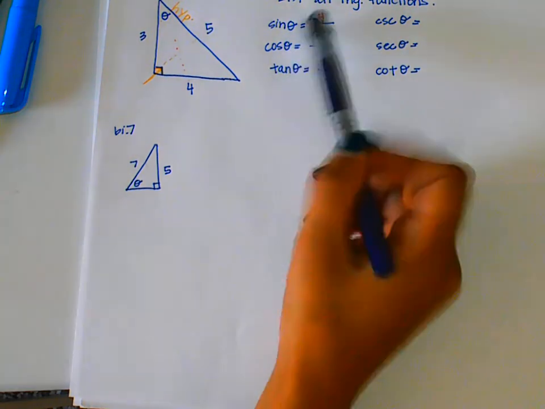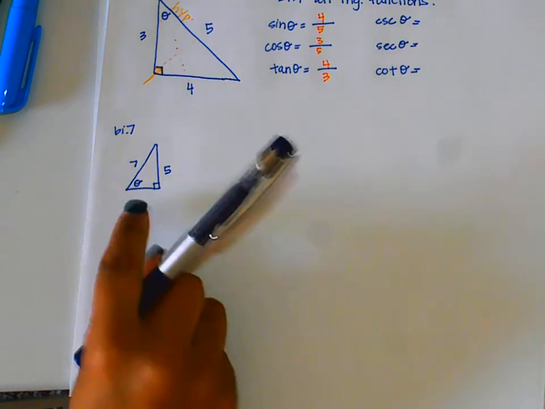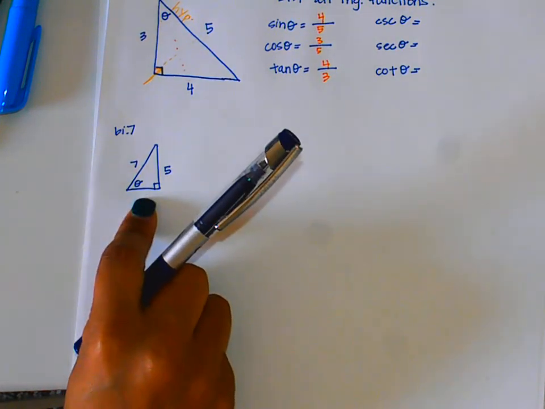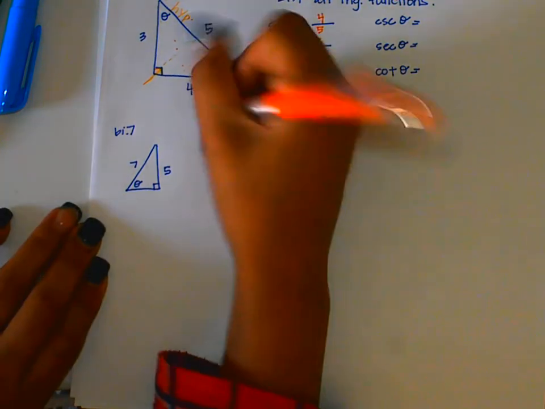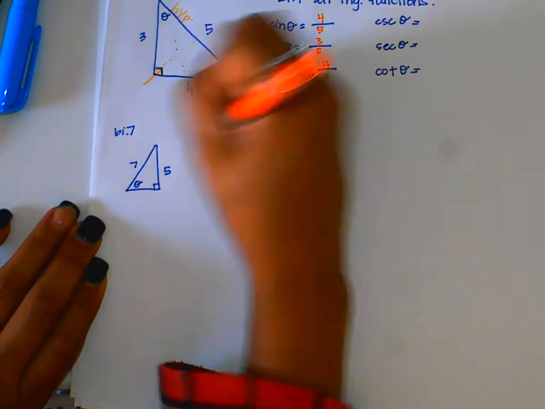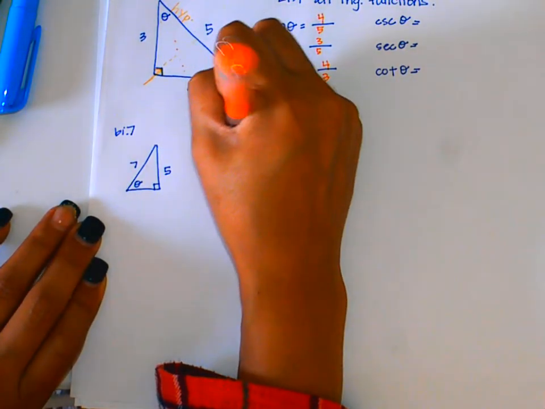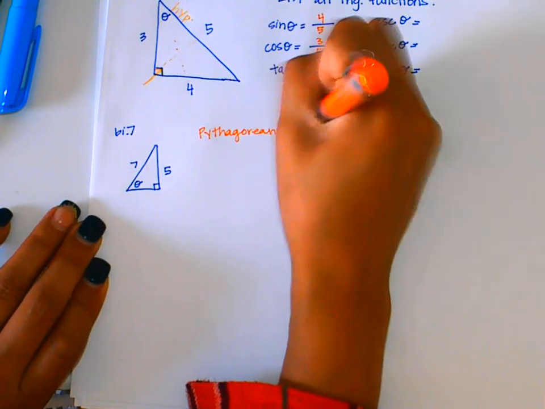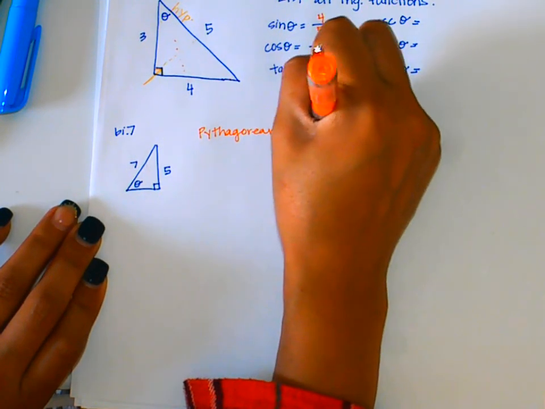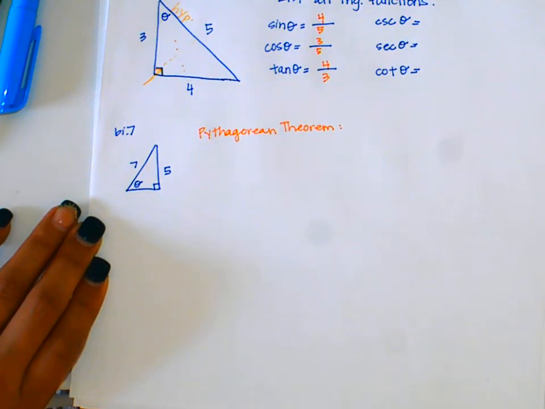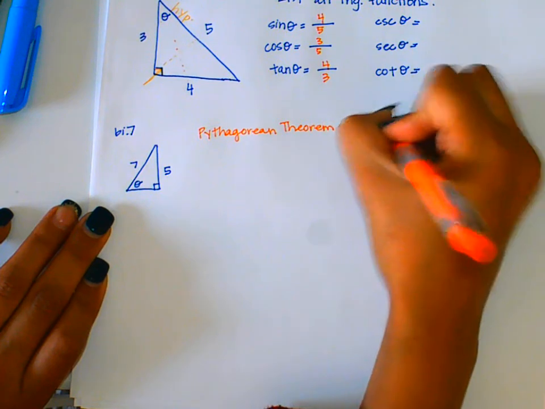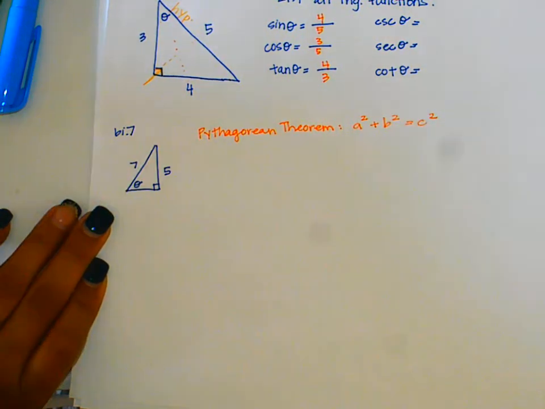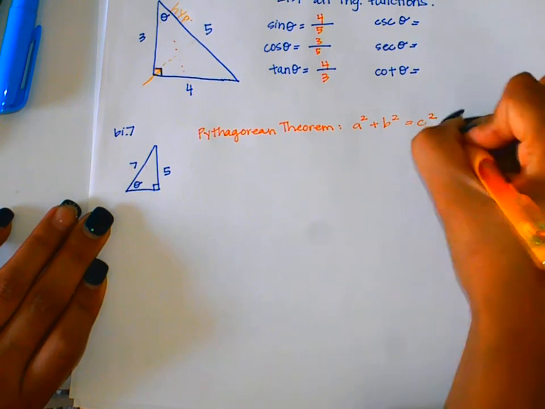So in order to use SOHCAHTOA, we need to find this side here because that's our adjacent. We can't just leave it blank. We need to know first what that is. That's going to take us back to geometry, to Mr. Pythagoras, the Pythagorean theorem, and I really hope I spelled that right. I'm not a good speller. It says that a squared plus b squared is equal to c squared, where c is always your hypotenuse.